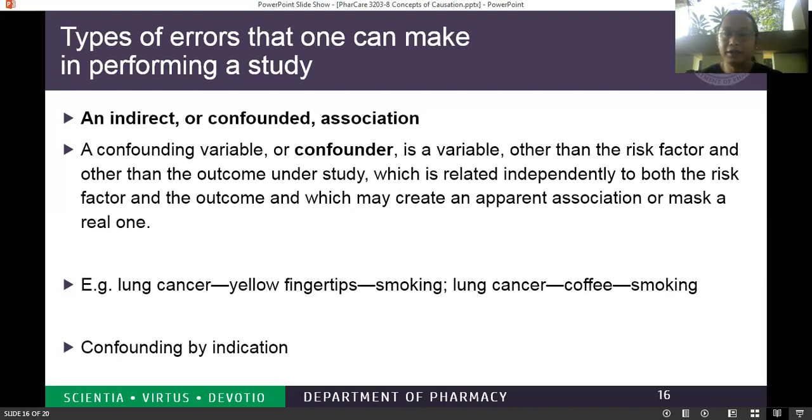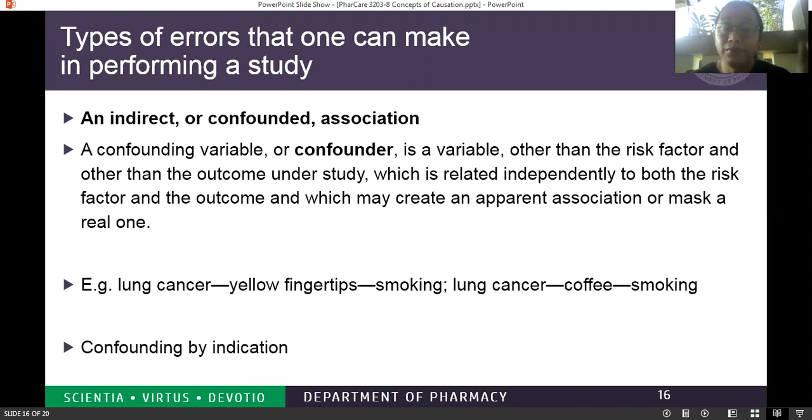Okay, and there is something that you need to know about confounding by indication. Confounding by indication is a confounder that is part of the development or the progression of a disease. This is very important, especially in pharmacovigilance study. In pharmacovigilance study, we are interested to study the adverse effect of a drug of choice, for example.